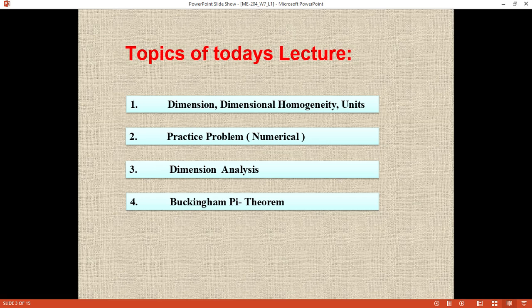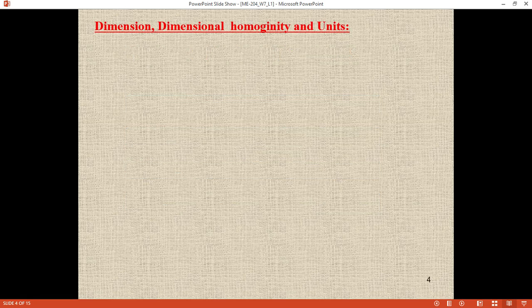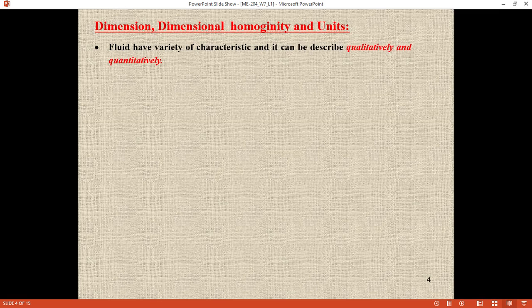So let's see what is dimensional homogeneity and units. So we know fluids have a variety of characteristics and they can be described qualitatively and quantitatively. The characteristics means the fluid properties as well as the fluid flow properties. Okay, so that can be distinguished qualitatively and quantitatively. So what are the qualitative characteristics and what are the quantitative characteristics?